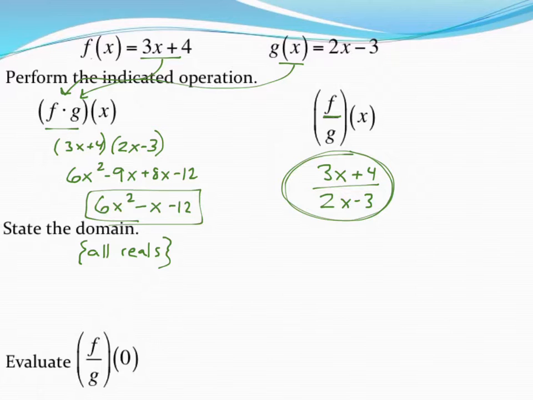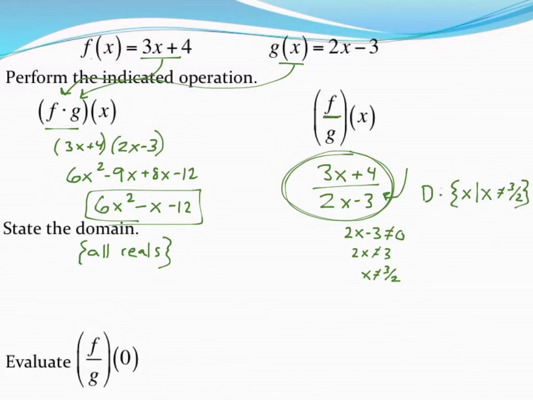I've got to be really careful about my domain this time, though, because even though the original functions had an unrestricted domain, this time, since I'm doing a division problem, I have to be careful that I don't divide by 0. So if you recall from the domain video, if you watch that one, I want to make sure that the bottom of this is not equal to 0. So if I solve this, I end up with x cannot be equal to 3/2. That's the only number I don't want to plug in. And so if I write my domain using set notation, I'm going to say x such that x does not equal 3/2. Everything else is fine, but don't you dare plug 3/2 into this.